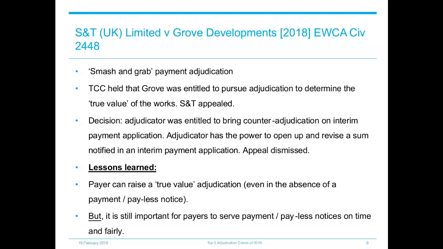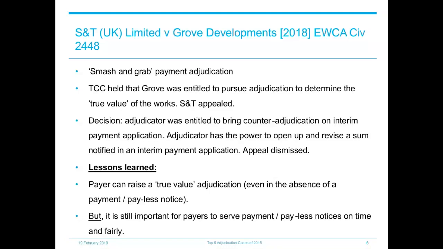In terms of the background to the case, Grove employed S&T to design and build a new hotel at Heathrow Airport under a JCT design and build contract. In response to an interim payment application by S&T, Grove issued a payment notice which had clearly set out the basis of the valuation, however it was issued late. They then issued a pay less notice which, although issued on time, did not match up to the detail of the calculation. After the dispute was referred to adjudication, the adjudicator found that it was not a valid pay less notice as the detail was insufficient.